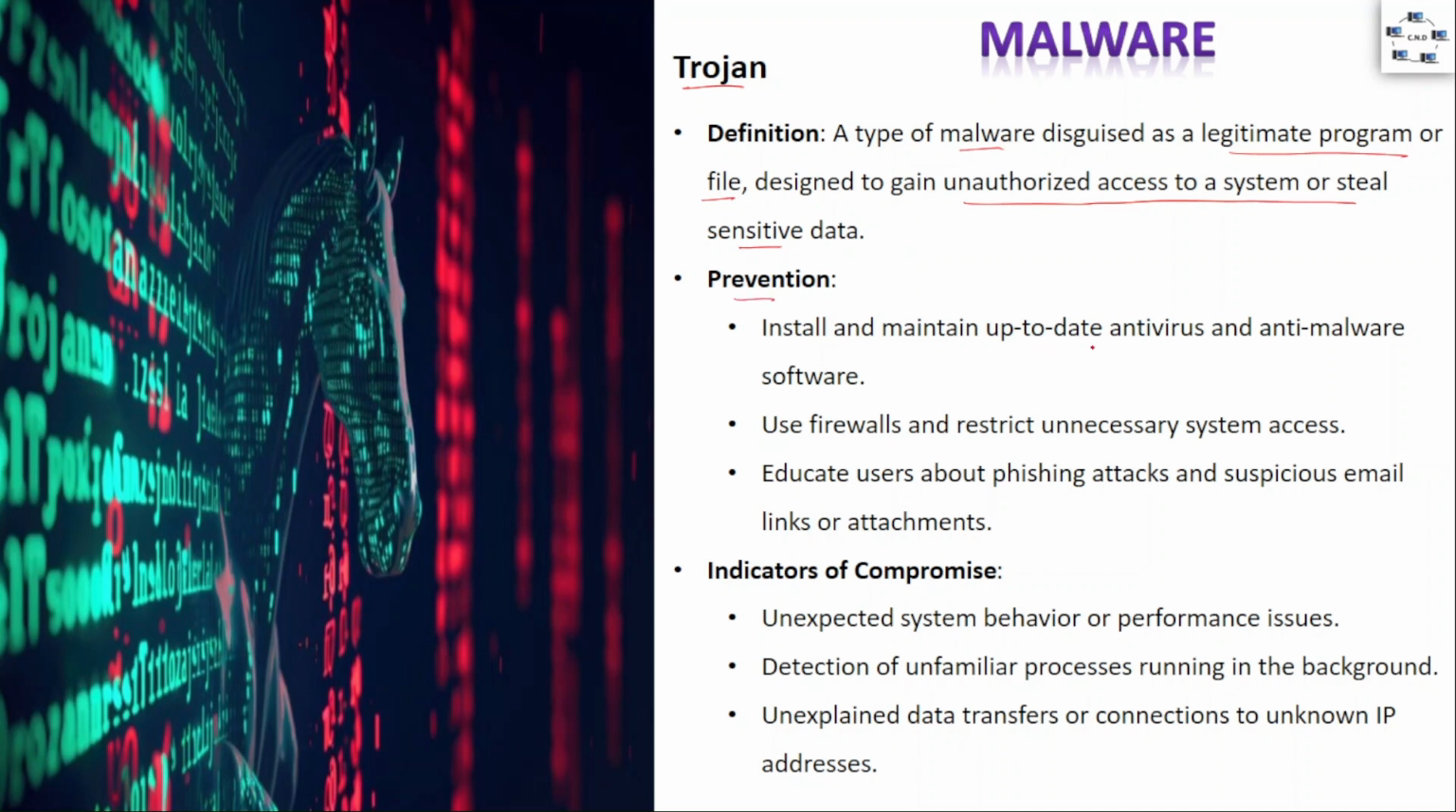Prevention. Install and maintain up-to-date antivirus and anti-malware. Use firewalls and restrict unnecessary system access. So when you install a program and it demands unnecessary access, don't give it blank check access. Educate users about phishing attacks and suspicious email links and attachments. What are the indicators of compromise? Unexpected system behavior or performance issues, detection of unfamiliar processes running in the background, and unexplained data transfer or connection to unknown IP addresses.